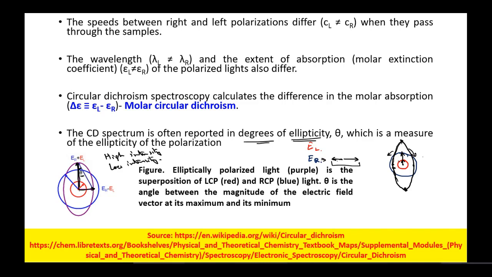And how are we finding out? We are finding out by calculating this theta here. So this theta is regarded as the degree of ellipticity. And this is what is being written over here.